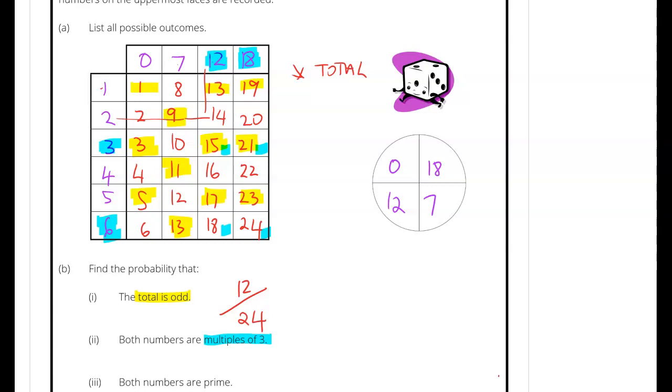So this is your sample space for totals. We could actually do a completely different sample space.